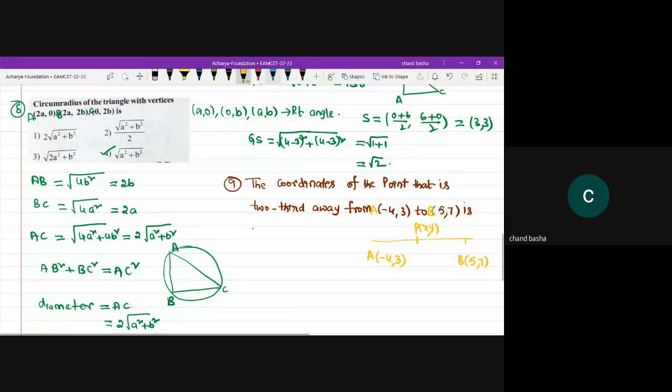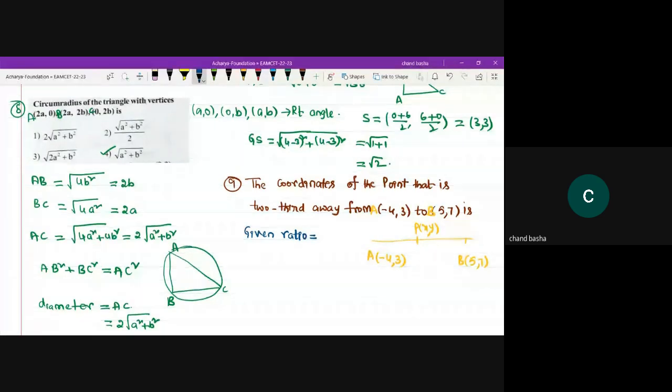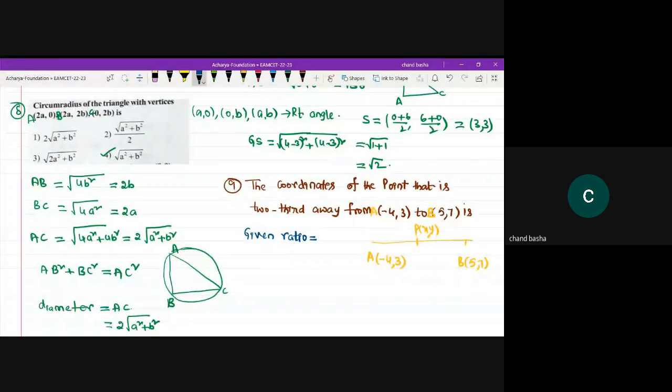What is the ratio he has given? Given ratio. What is the ratio, please? 2/3 away. 2:3, Anvesh? 2:3, Manasa? The ratio, please. You have to think over it, what he has given. 2/3 away.